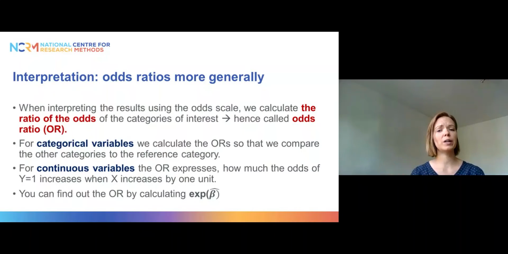For continuous variables, the odds ratio expresses how much the odds of the outcome being equal to 1, so in our case, the woman having had assistance at birth, increases when the continuous variable increases by 1 unit. And as soon as you have the log odds scale results, you can calculate the odds ratios by exponentiating the estimates on log odds scale.